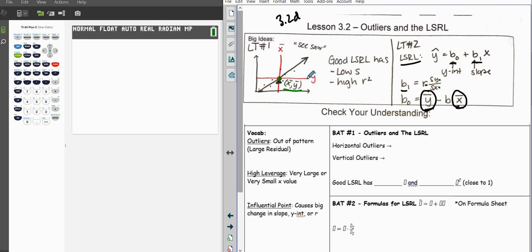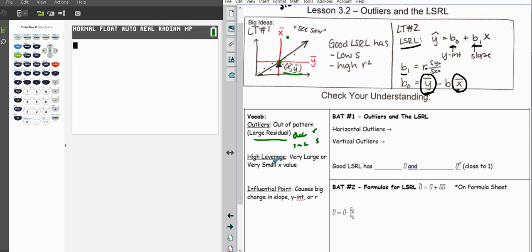What we know is that outliers outside of the pattern have very large residuals. These outliers that are outside of the pattern and create a large residual, if we had one right here, will decrease our r value, and also decrease r squared. It will increase the s value. So if you have a large outlier outside of the pattern, it increases the s value and decreases the r value.